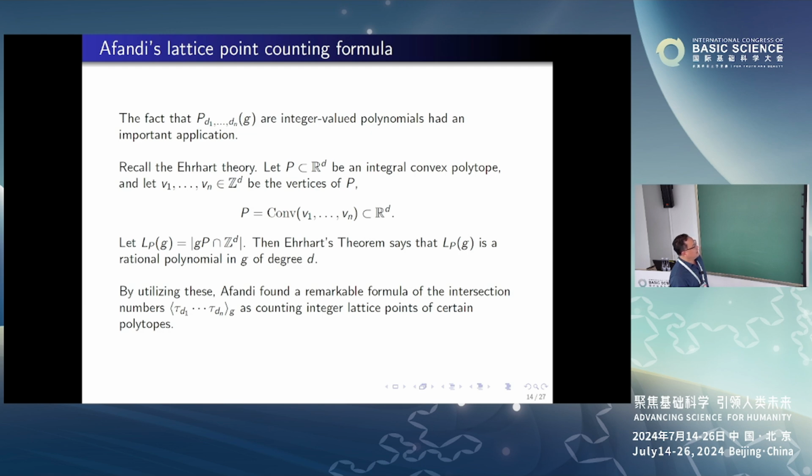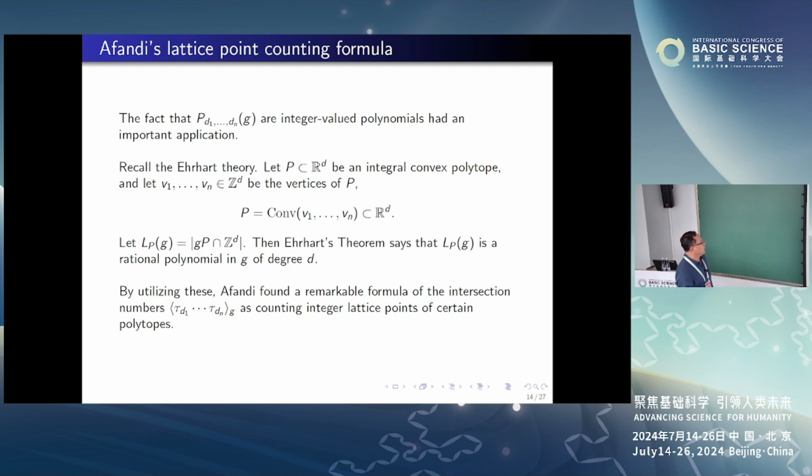So we consider in R^D an integral convex polytope. Integral means the vertices are all integer coordinates. So you consider the convex polytope of these vertices, you consider the scaling of this polytope by g, and you count the integer lattice points inside this scaled convex polytope. And the Ehrhart theory tells that this integer polynomial is a rational polynomial in g of degree D.